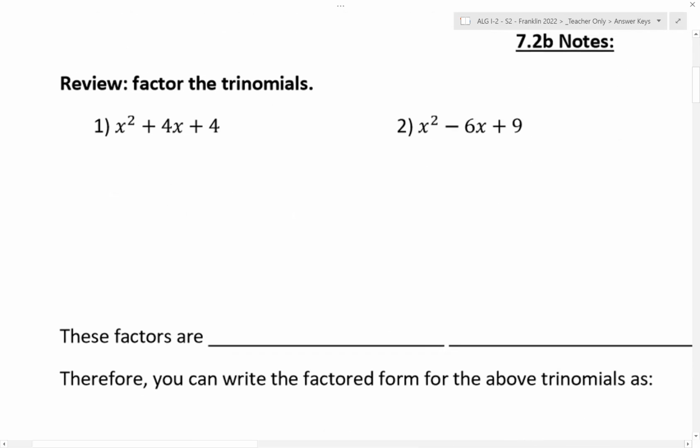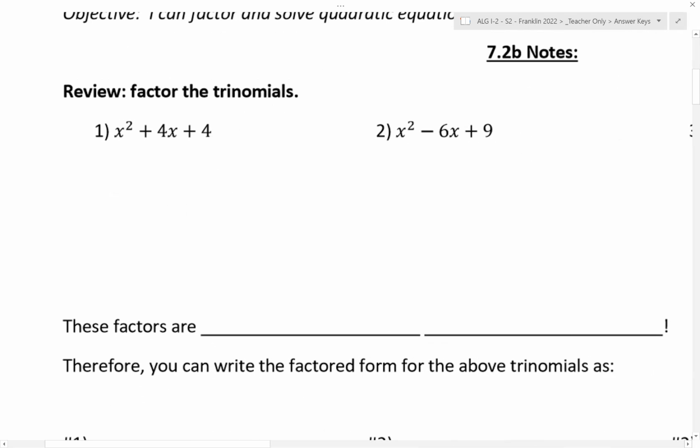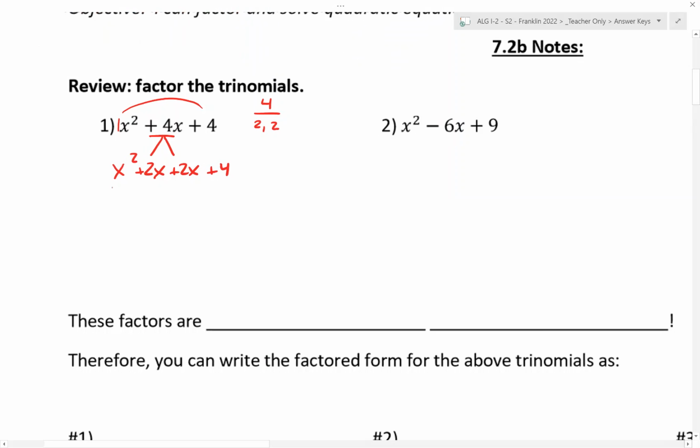So to factor this trinomial here, x squared plus 4x plus 4, you could use the trinomial pattern where you multiply a times c, and that's 4. And you need two numbers that multiply to 4 and also add to 4, which is the b value. And those numbers are 2 and 2. So you'll split that middle term and do x squared plus 2x plus 2x plus 4. And this allows you to then factor by grouping.